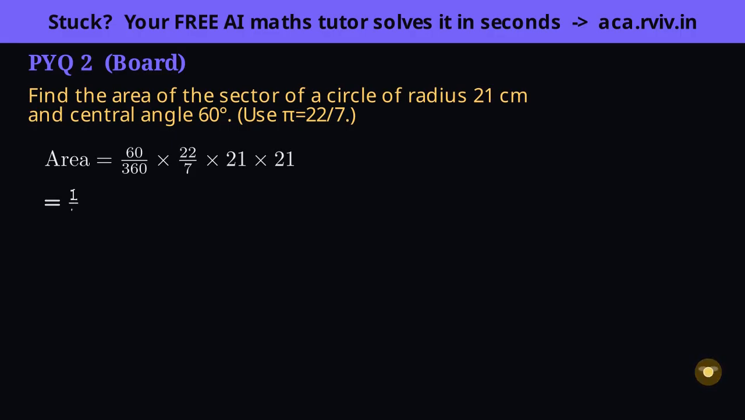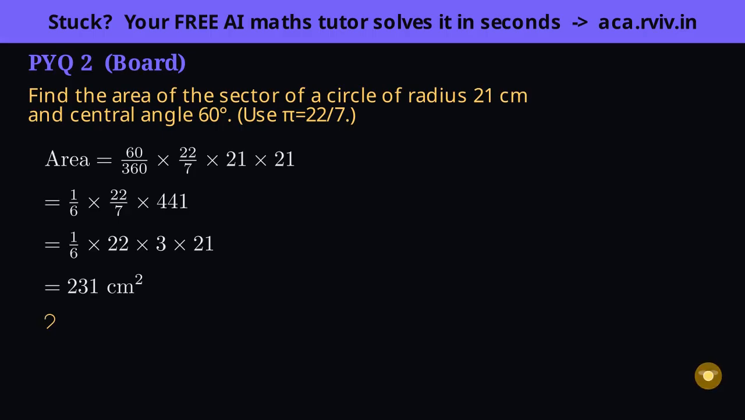Simplify the fraction first. 60 over 360 is 1/6, since 60 is a sixth of 360. Now cancel a 21 against the 7 to get 3. The 7s disappear and everything stays a whole number. Multiply out to a clean 231 square centimeters, no fraction, no decimal, exactly the tidy answer the chosen numbers were designed to give.